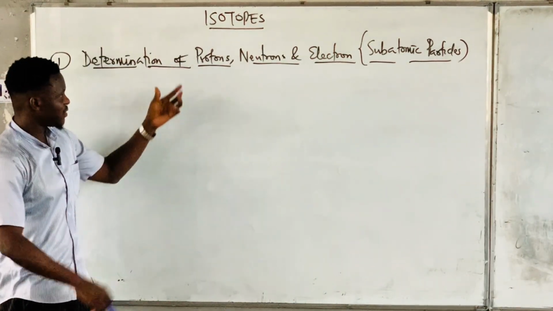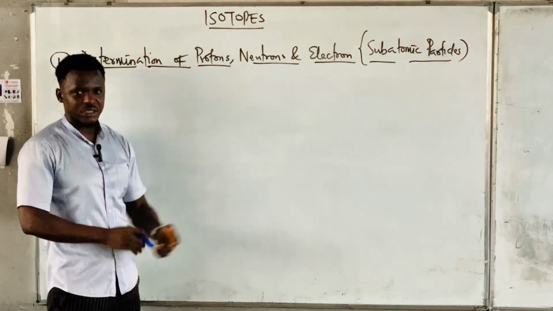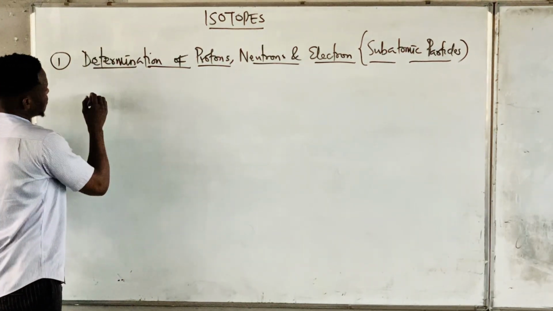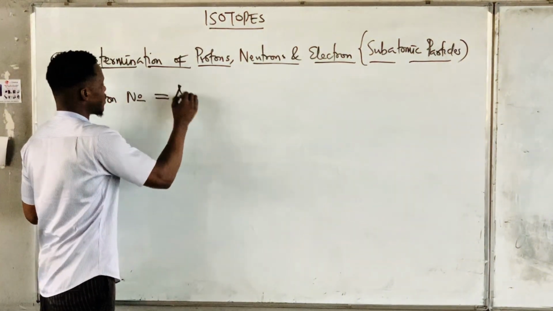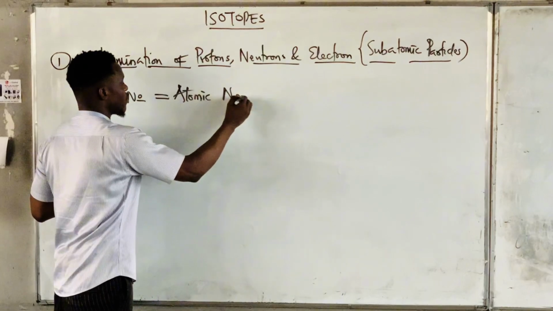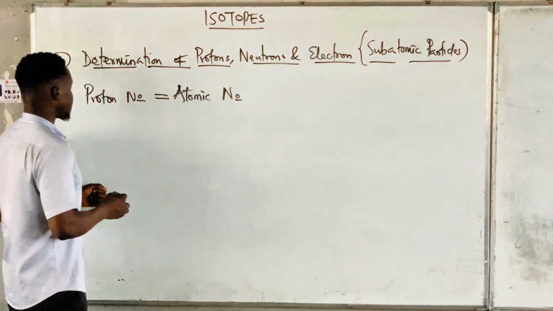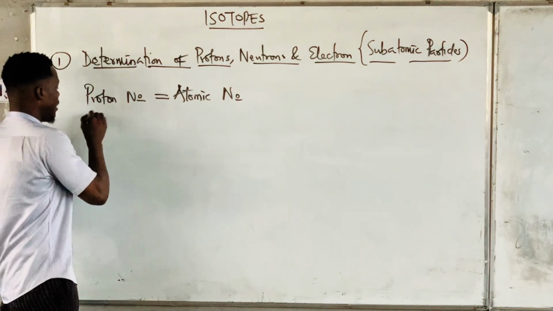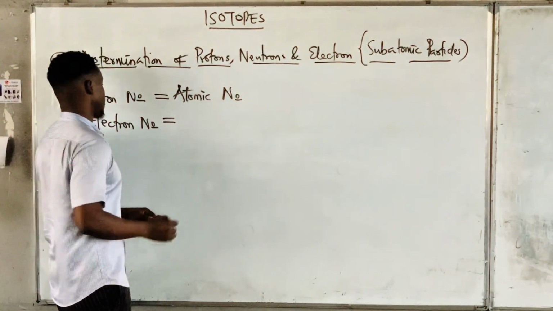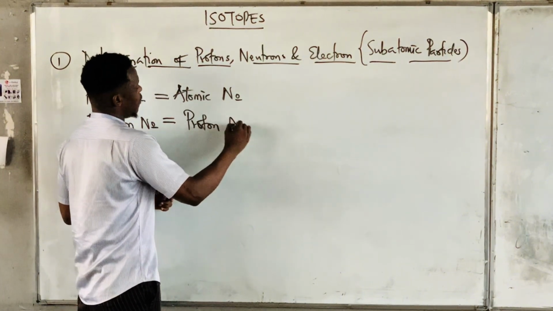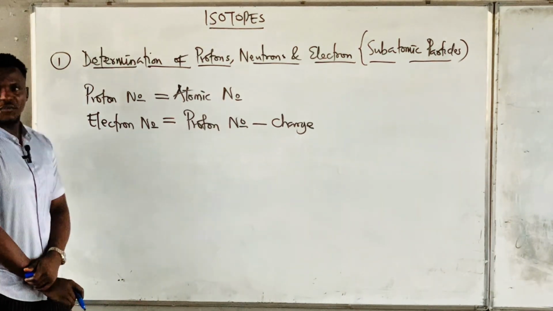Determination of protons, neutrons, and electrons. Class, first thing first, you need to know that the proton number of any atom or ion is equal to the atomic number of that atom. And of course, we know the atomic number is the number that differentiates elements in the periodic table. Now, how do we solve for electrons? The number of electrons is equal to proton number minus charge.